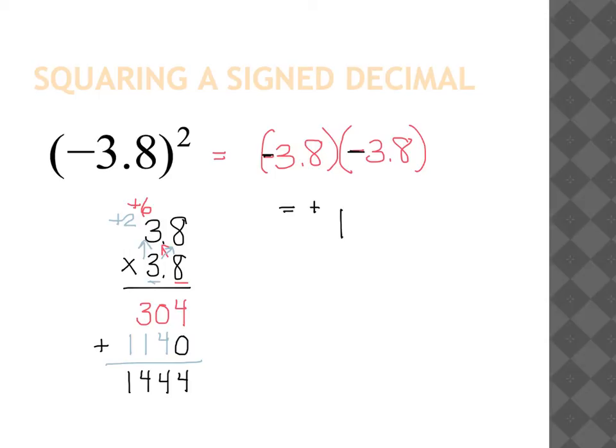So I know I have the digits 1, 4, 4, 4. And counting how many places to move that, we have 1 place for the first, 1 place for the second. So we're going to move it a total of 2 places from the right for an answer of 14 and 44 hundredths. I hope you found those helpful.